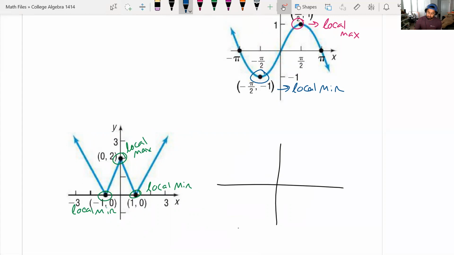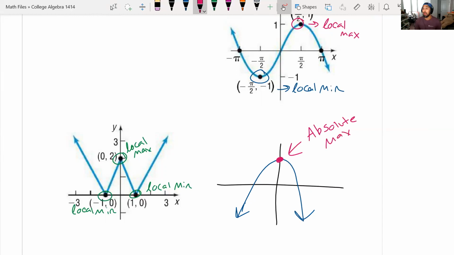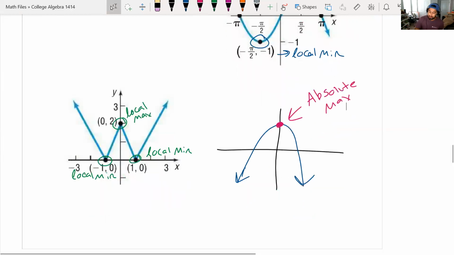Okay, there is something I didn't explain or have a definition for, but let's say I have a graph that does this. And there's only one high point for the whole graph. This is no longer a local max. This is called an absolute maximum. It is the only high point on the graph. Okay, so that would be an absolute max.